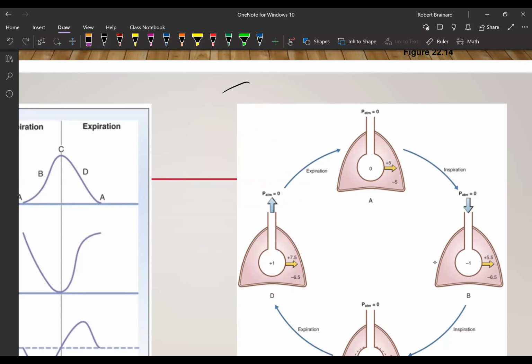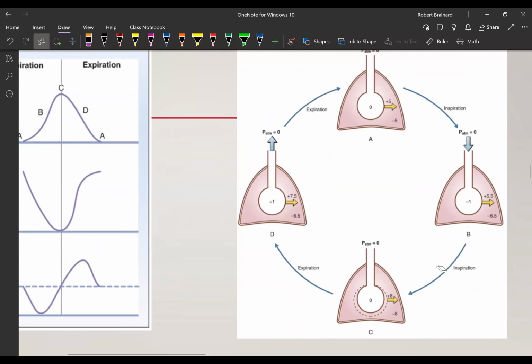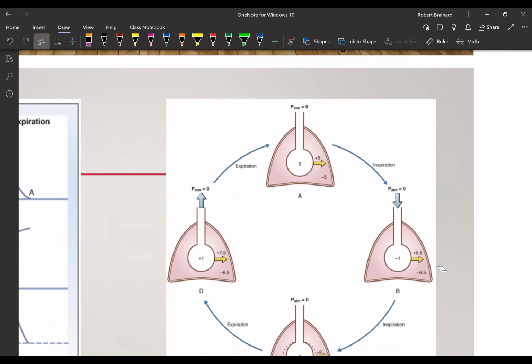Let's start at the end of expiration. So you just passively exhale. That's expiration right there. Atmospheric pressure and alveolar pressure are balanced. They're equal, so there's no net air movement because it's the end of expiration. At the end of expiration, right before a normal physiological inspiration, that's FRC. The inward recoil of the lung is balanced by the outward recoil of the chest wall.